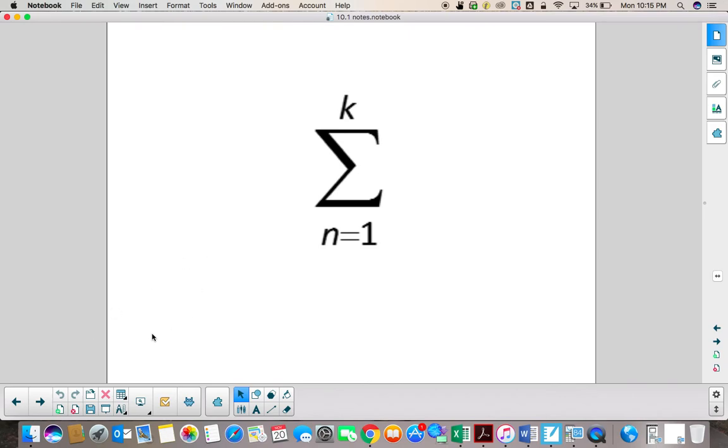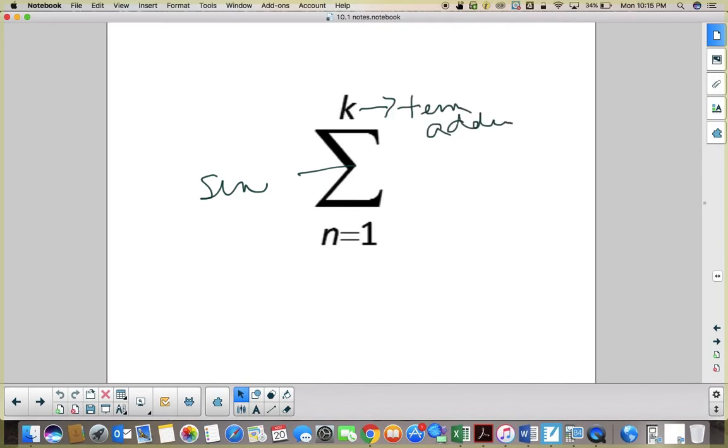And that's what we have right here. So sigma is the notation for sum, and this is what term you're going to add to, and this is where you start. This is the term you start with.